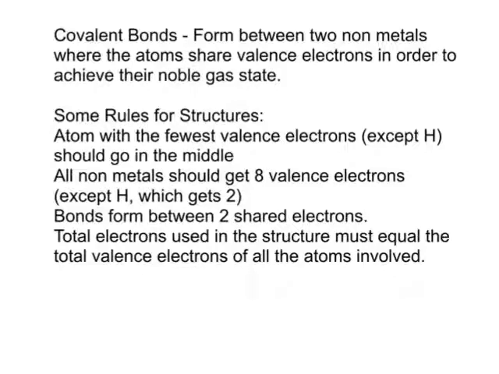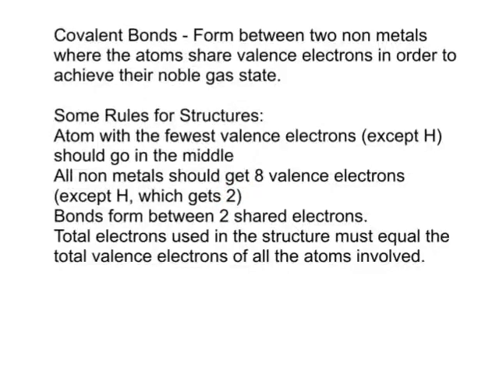Guidelines for making the structures are to put the atom with the fewest valence electrons, except for hydrogen, in the middle of your structure. All of your nonmetals are trying to get to 8 valence electrons, except for hydrogen, which gets 2. And that's because for nonmetals, the noble gas state has 8 valence electrons, except hydrogen is trying to reach a noble gas state corresponding to helium, which only has 2 valence electrons.